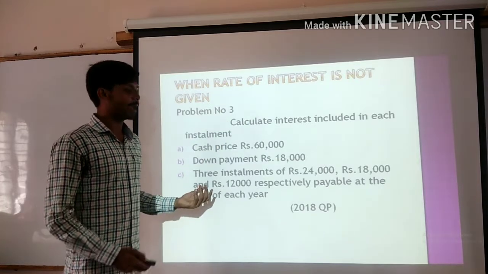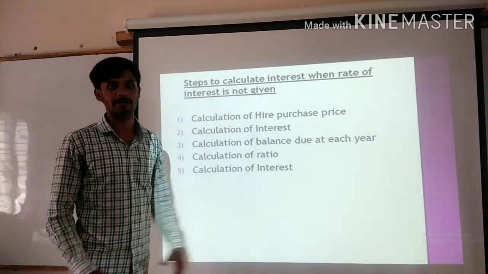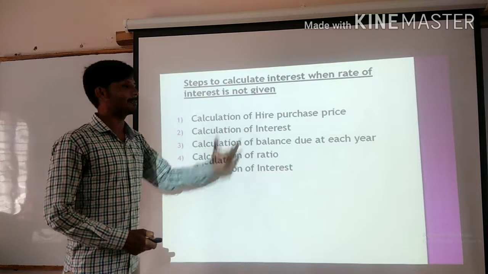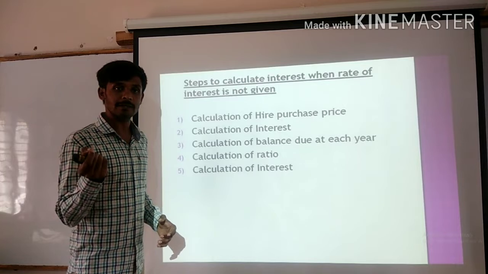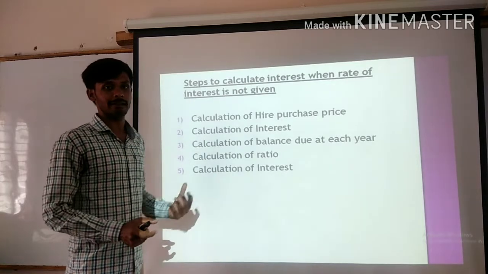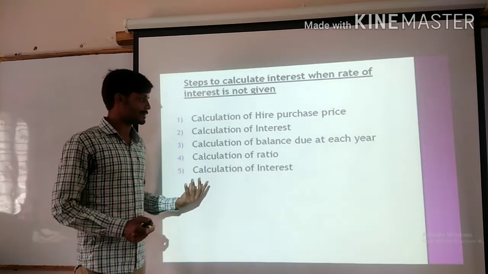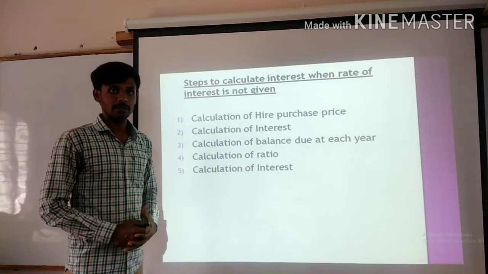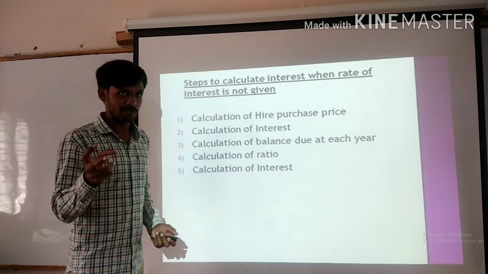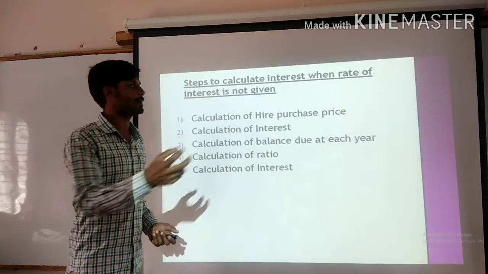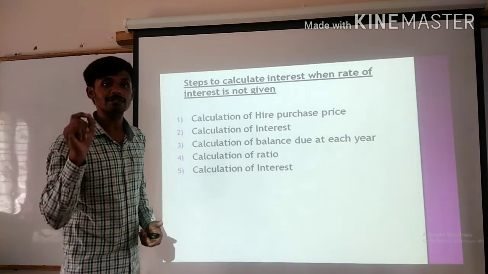Okay. So, for this, we have 5 steps. In that first one, calculation of hire purchase price. What do you mean by this hire purchase price? In the sense, total amount paid by the hire purchaser to the hire vendor for getting possession of this asset. Okay. So, next, the second step, calculation of interest. That means additional amount which is paid over the cash price for purchasing the goods under hire purchase system. Otherwise, interest is called hire charges.